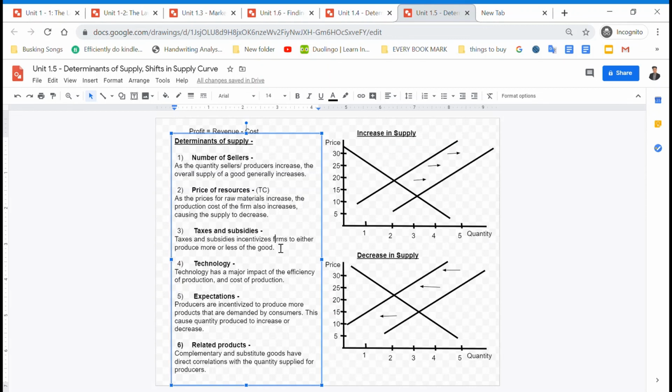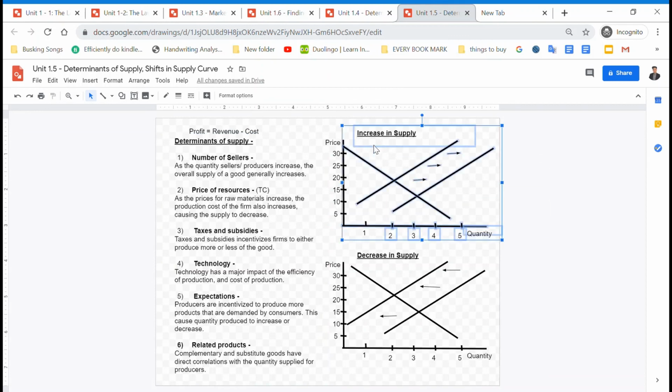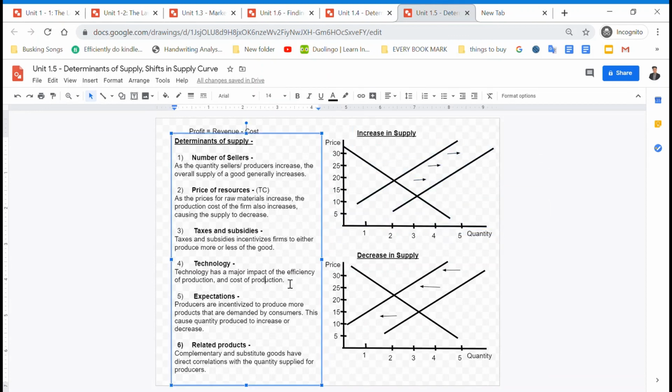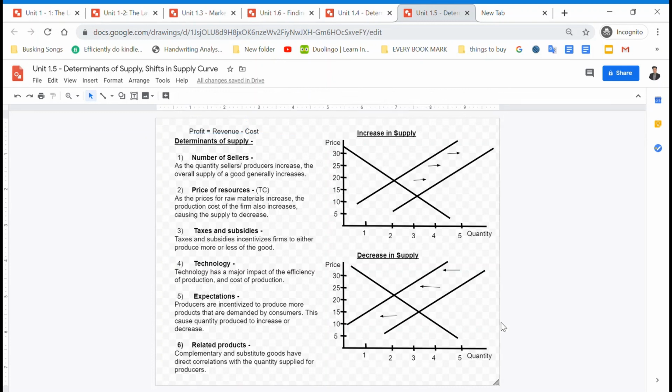Technology, obviously: when technology becomes more efficient, firms become more efficient and more productive, lowering the total cost. When the total cost is lowered, there is an increase in supply. So technology also plays a major role. Expectations and related products, related and substitute products, are also really important when it comes to the determinants of supply. Overall, these are the determinants of supply.